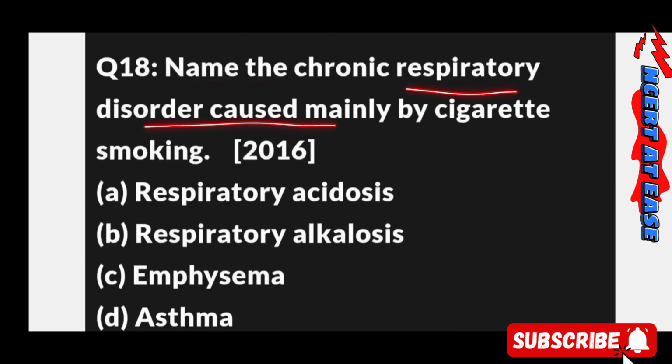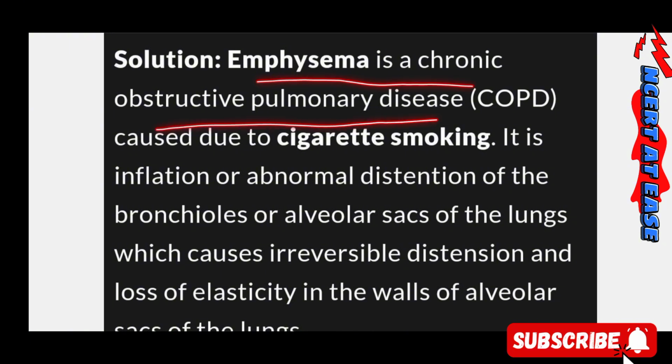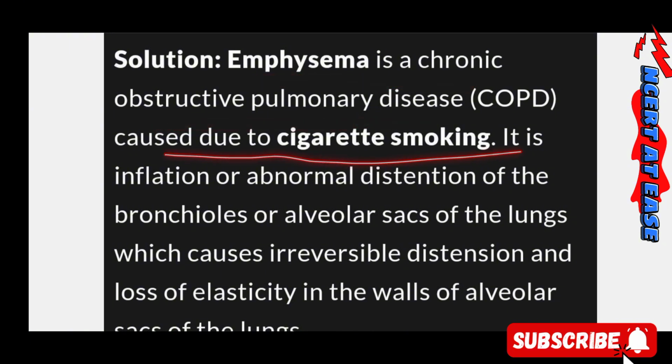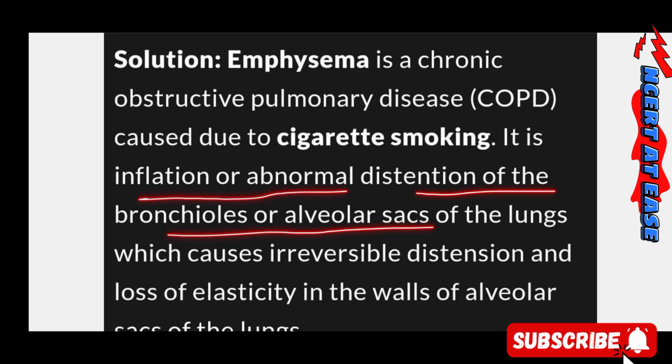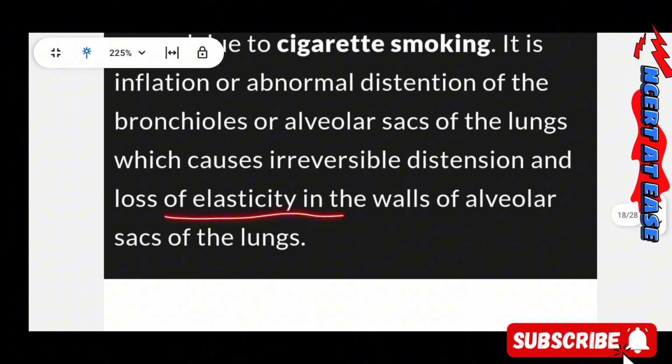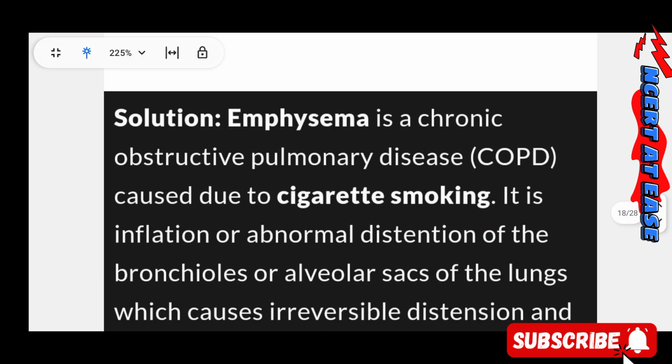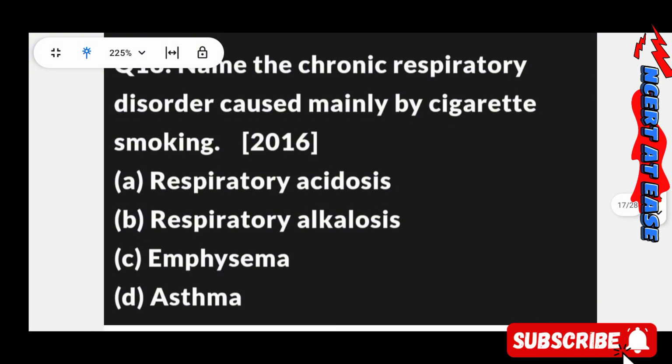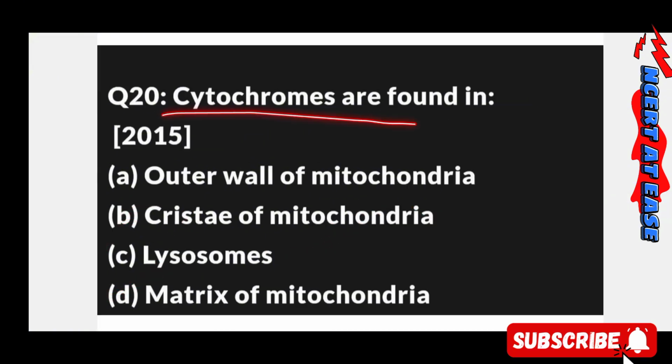Name the chronic respiratory disorder caused mainly by cigarette smoking. Emphysema is a chronic obstructive pulmonary disease caused due to cigarette smoking. It is inflation or abnormal distension of bronchioles or alveolar sacs of the lungs which causes irreversible distension and loss of elasticity in the walls of alveolar sacs of the lungs. So option C, emphysema, is the correct answer.